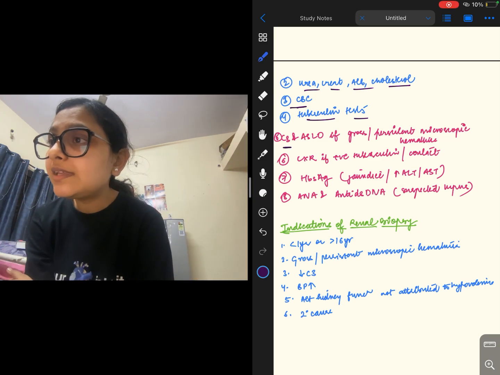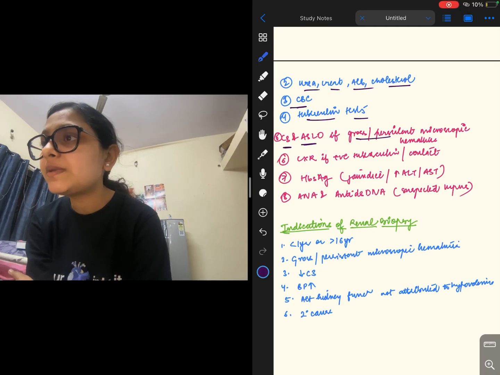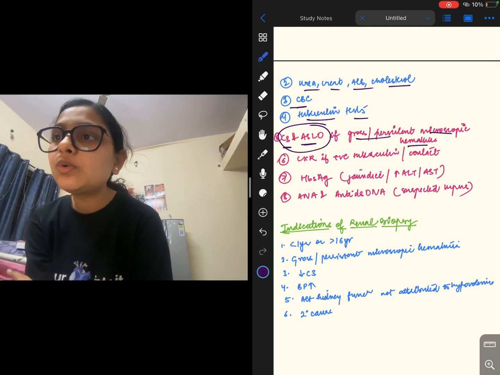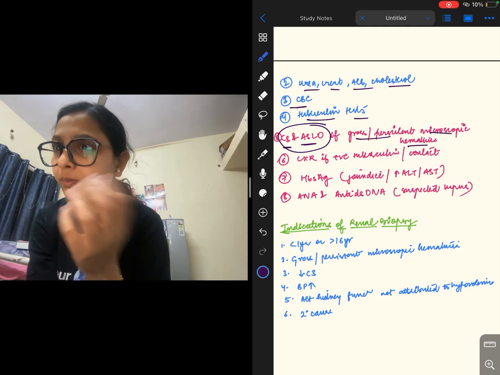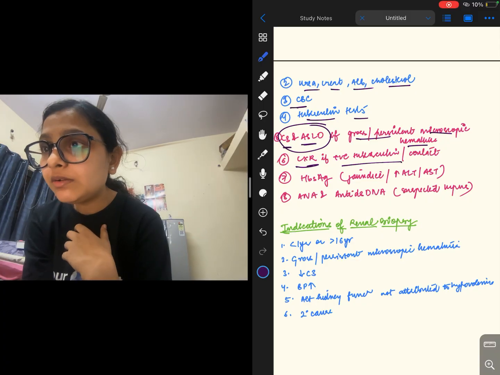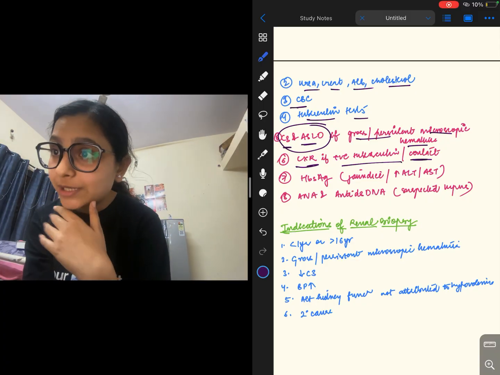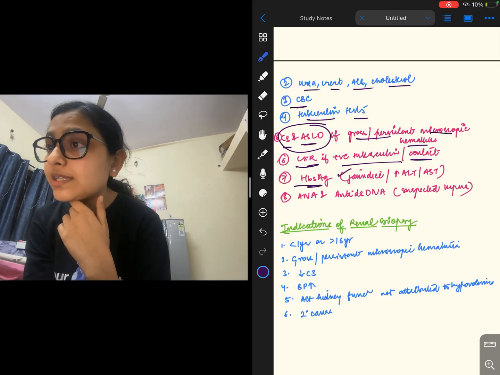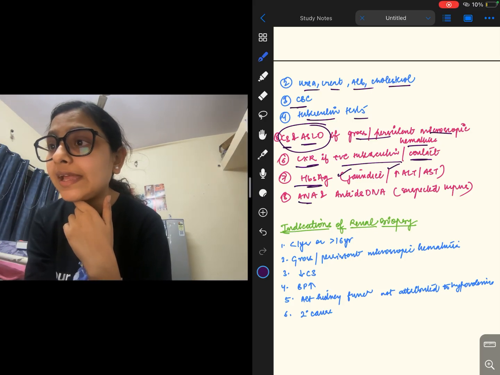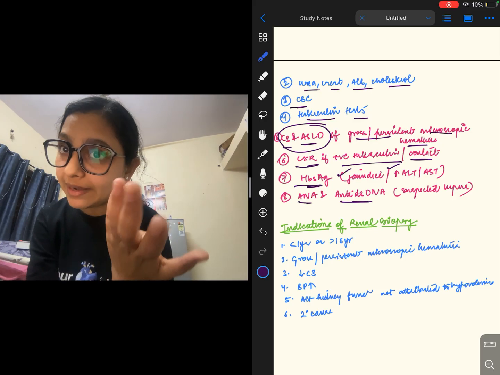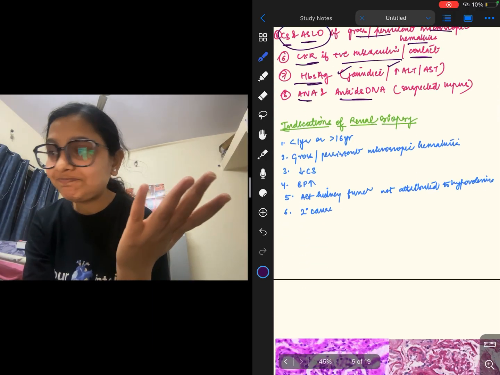You can also go for C3 and ASLO if you are seeing gross or persistent hematuria. This is done to rule out nephritic syndrome. Chest X-ray if the tuberculin test is positive or there is any history of contact with a tuberculosis positive person. HBsAg you can go for if you see jaundice or raised ALT and AST, and ANA and anti-dsDNA if you suspect that the child may have lupus.